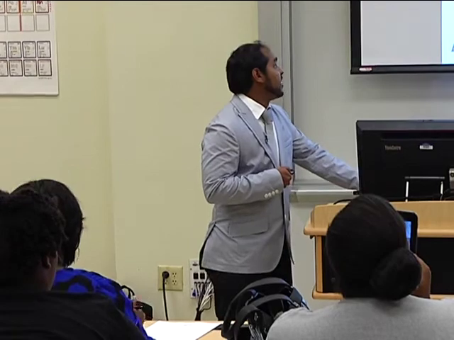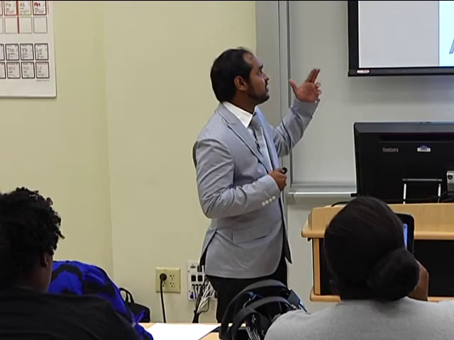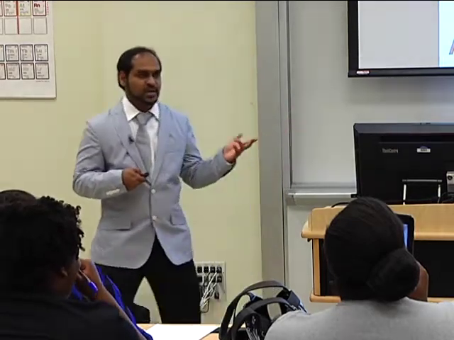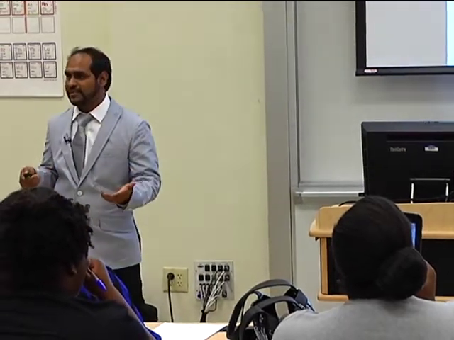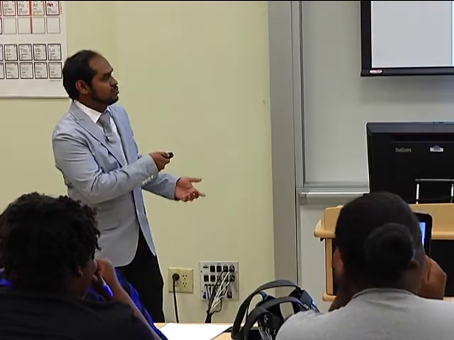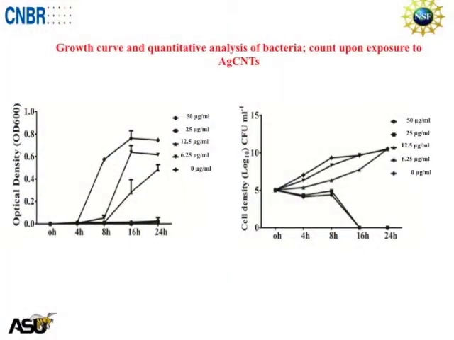Then we do growth curve analysis by simply exposing the bacteria to 4 different concentrations, which lie within the range of MIC, starting from 50 to 0, and do the plate counting assay to calculate the actual bacterial number over a period of time. This is a quantitative analysis of how many bacteria are surviving at a particular concentration after a particular time.